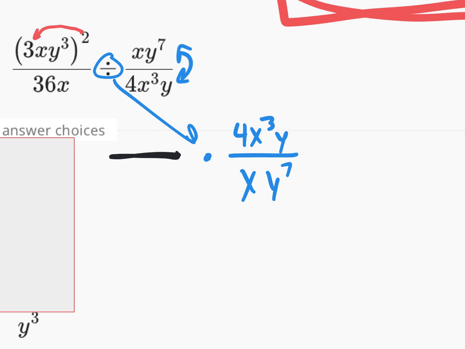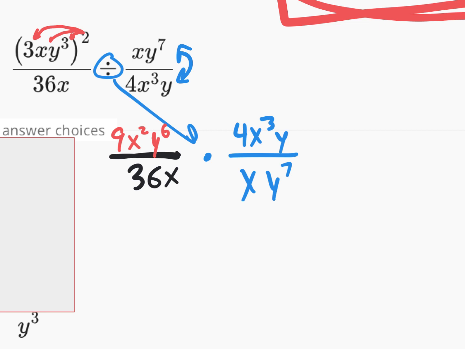The second power on 3 to the second power is 9. And then when you put the second power on the x, that'll be x to the second. And a power to a power you multiply, so that'll be y to the sixth. And then at the bottom we have the 36x. And now that we have pure multiplication everywhere, no addition or subtraction anywhere, we could start canceling things out.